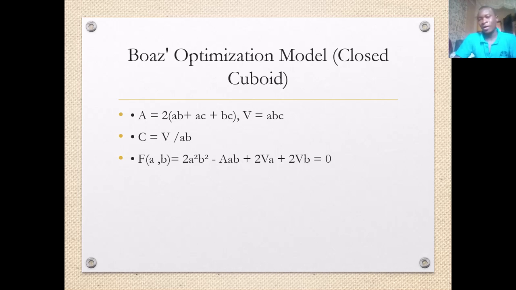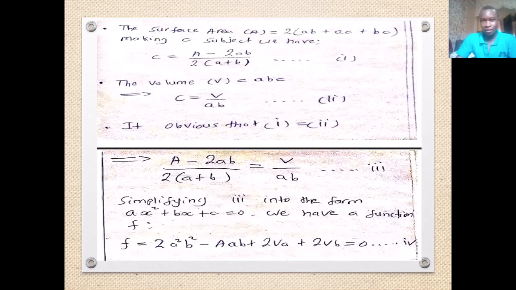Now let's see how this model came about. That's what we are going to see, because I know you're asking yourself why I decided to make it 2A squared B squared minus AB and all that. So this is how the journey began. We have the surface area as given, 2 into AB plus AC plus BC. Then making C the subject from this expression of the surface area, we are going to have C equals A minus 2AB over 2 into A plus B, and that is going to be our equation number 1.